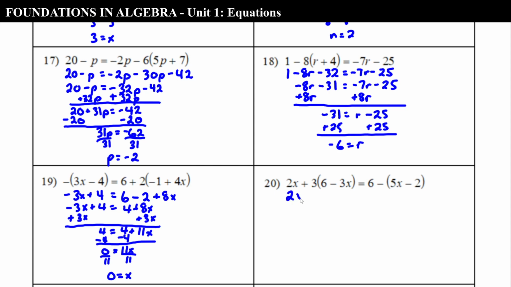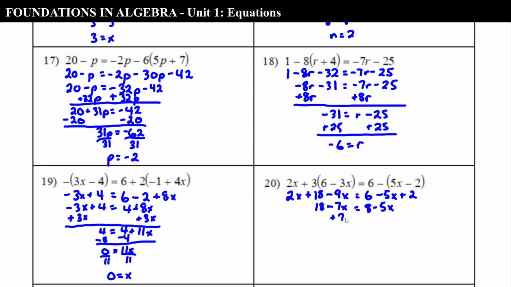We've got 2x here. We're going to distribute. 3 times 6 gives us 18. 3 times negative 3 gives us negative 9x. Then we have 6. Distribute this negative, so we got negative 5x. Negative times a negative gives us a positive 2. Combine our like terms. So we're going to have 18 minus 7x on this side. On this side, we're going to have 8 minus 5x.